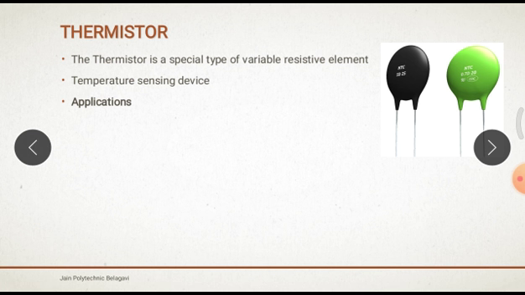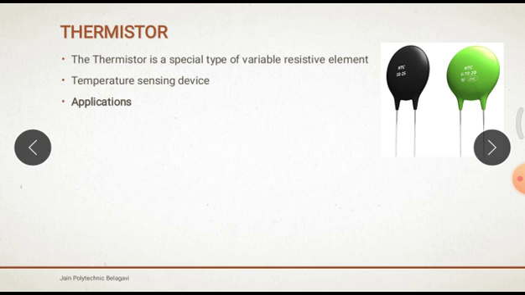What are NTC and PTC? If you increase the temperature and the resistance value decreases, it is a negative temperature coefficient. Once again, I'll repeat: an increase in temperature with a decrease in resistance means negative temperature coefficient. An increase in temperature with an increase in resistance means positive temperature coefficient resistor. Depending on the applications, we use NTC and PTC thermistors.